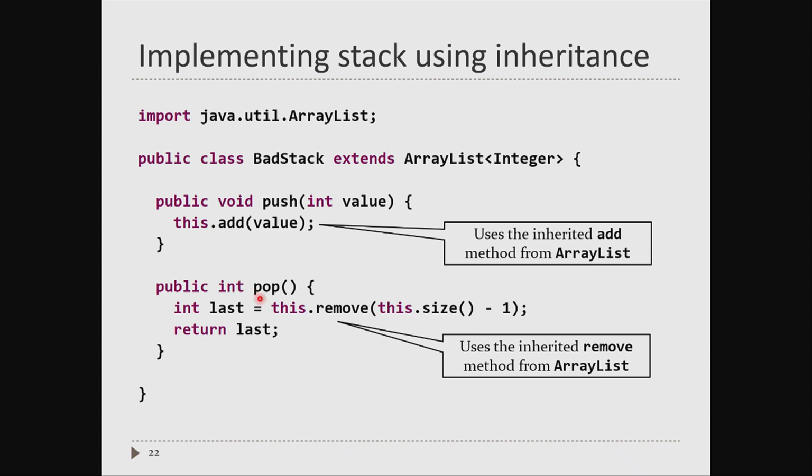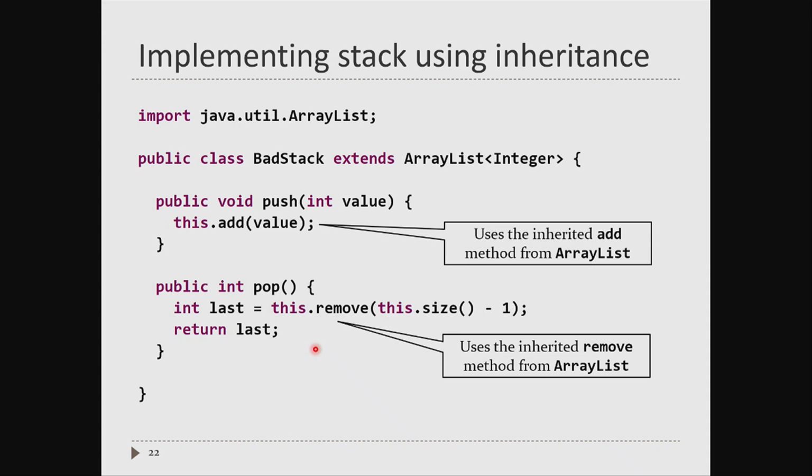What about pop? Well, I want to remove an element from the end of the list. But bad stack is a list, so I can just call remove, and remove the element. This is great because remove even throws an exception for you if size minus 1 is not a valid index. So I don't even have to do any exception checking, any error checking here. Remove's going to do it for me, and it'll throw an array index out of bounds exception for you if you try to pop an empty stack. So that's it. You're done.